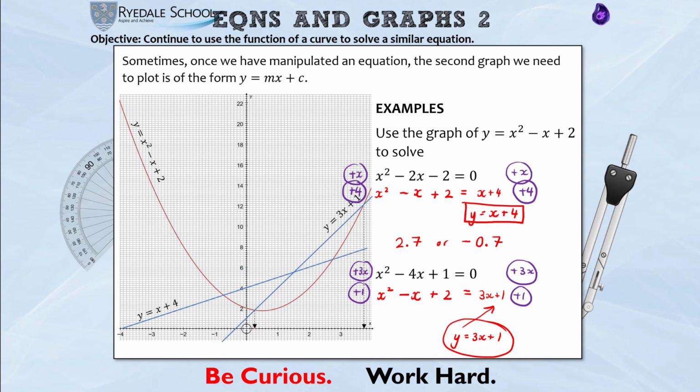So we can see we've got two values again. We've got about 0.3, so I'm going to put 0.3. And what's my other solution? It is 3.7. Let's look at the other graph.